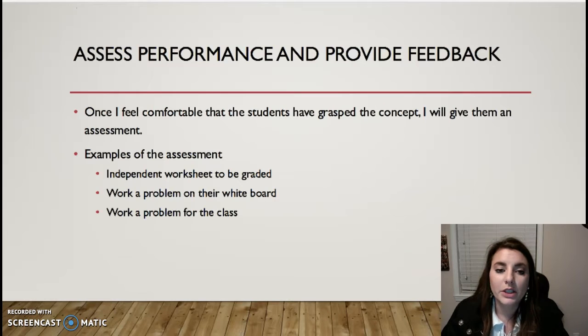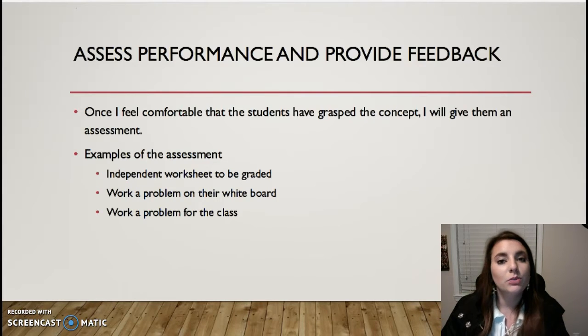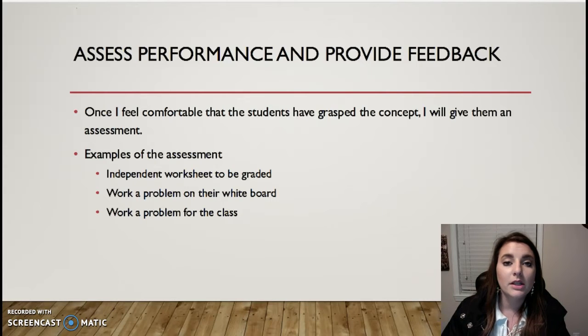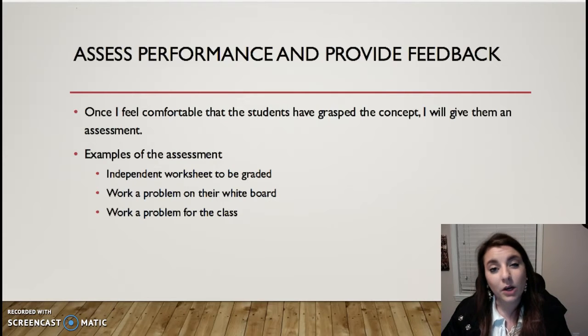After reviewing their worksheets, I'll always end the day with an assessment, and this will help me to see how much more I need to touch up on it the next day and how much more work we need on it. I'll give them a small assessment. This assessment can be like an independent worksheet that I'm going to grade.